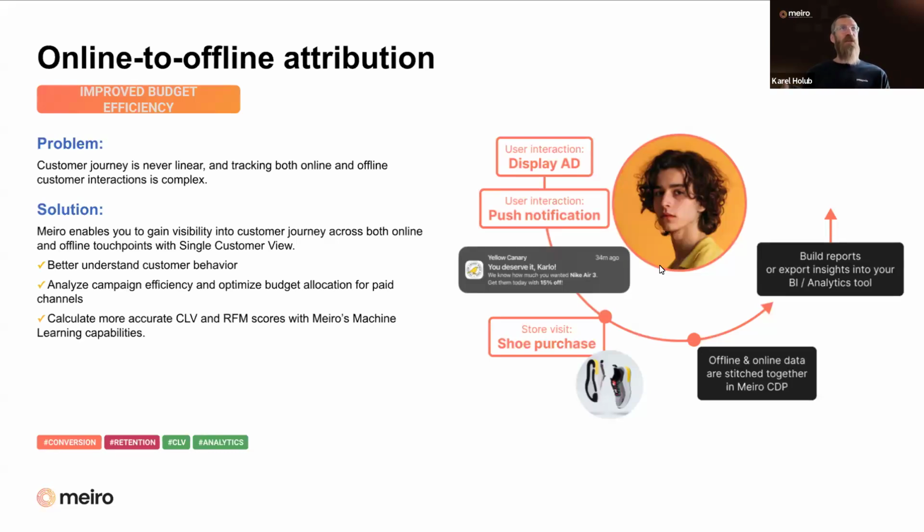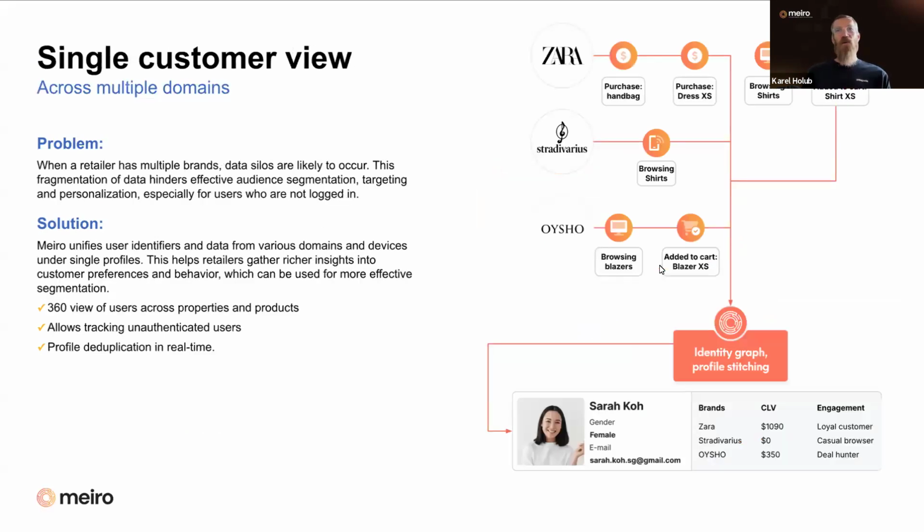All right. So that's the online and offline attribution. Now, single view of a customer is not that easy when it comes to tracking the client across multiple domains.